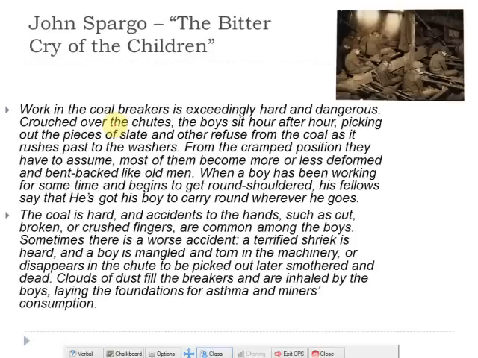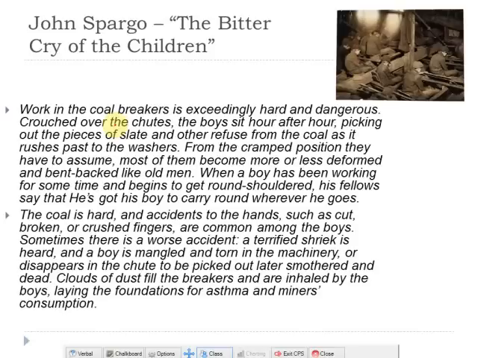Work in the coal breakers is exceedingly hard and dangerous. Crouched over the chutes, the boys sit hour after hour picking out the pieces of slate and other refuse from the coal as it rushes past to the washers. From the cramped position they have to assume, most of them become more or less deformed and bent-backed like old men. When a boy has been working for some time and begins to get round-shouldered, his fellows say that he's got his boy to carry round wherever he goes.